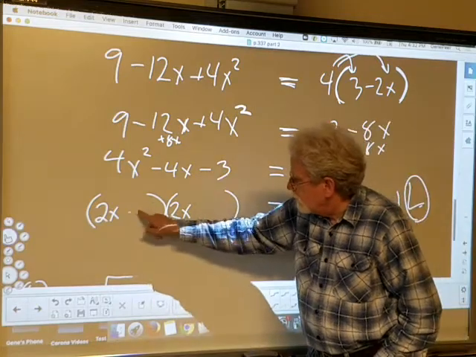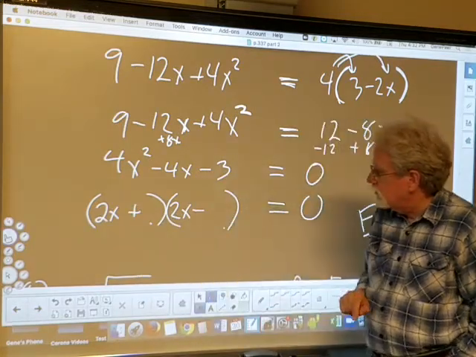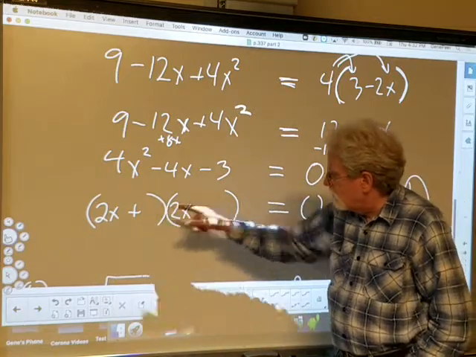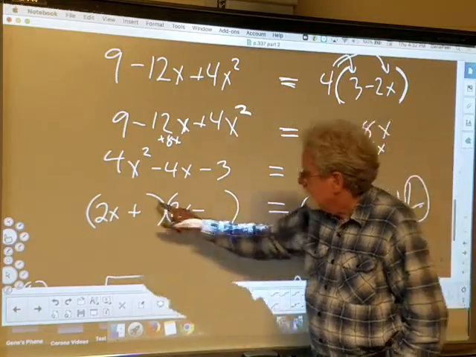Then, to get the negative, the only way for your lasts to multiply to give a negative is if one is positive and one is negative. And the only way to get a 3 is going to be either with a 3 and a 1 or a 1 and a 3. Let's throw it in here and see what happens.